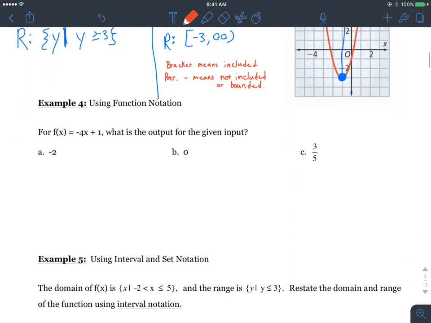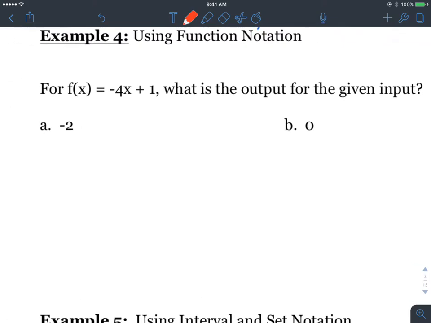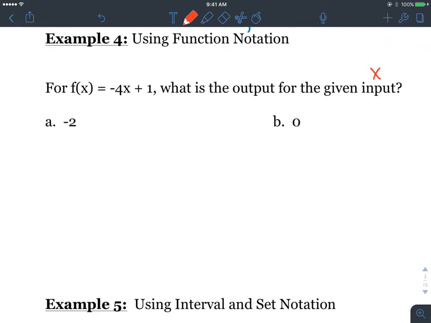Okay, so this next section here, using function notation for f(x), when you have negative 4x plus 1 right here, what is the output for the given input value? What you got to remember here, if they're giving us an input value, that means that's an x value. Okay, so what this is essentially saying is plug this in for x right here and then figure out the output value. This f(x), by the way, some people that kind of throws them off. f(x) is the same thing as y, so this is kind of like y equals negative 4x plus 1.